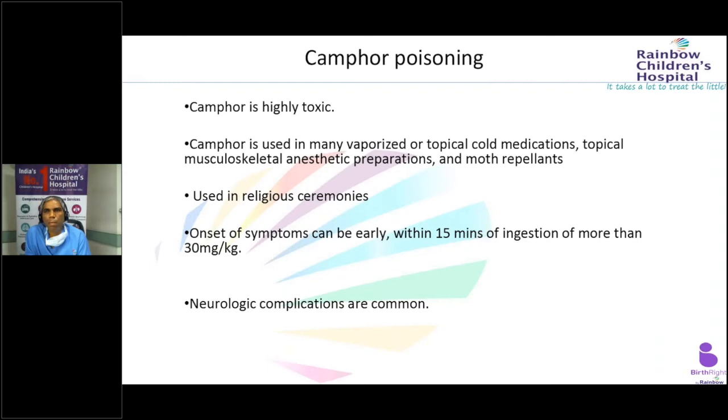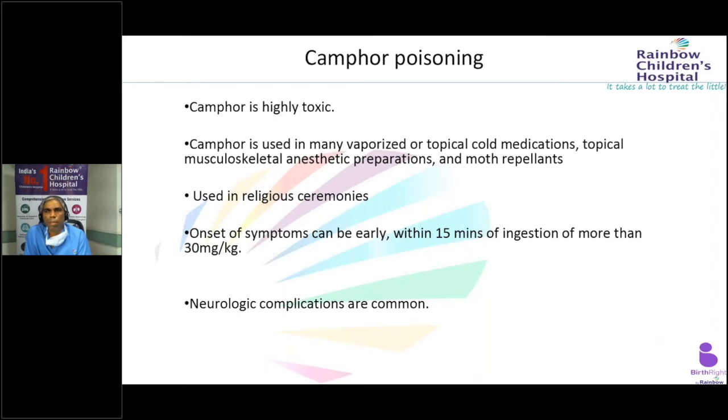It's commonly used in many of the topical cold medications or topical musculoskeletal anesthetic preparations. And it's commonly used in vaporizers, especially when you use it for cold medicines, Vicks vaporizer or balms. And it's commonly used in religious ceremonies, especially whenever we do pujas in Hindu families, people burn the camphors.